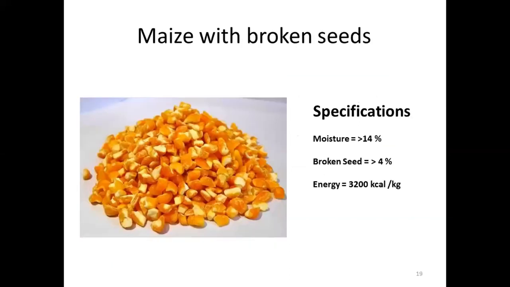Similarly, maize with broken seeds. If there are broken seeds, then there will be higher surface area for mold infection. So if such maize also has more than 14% moisture, and more than 4% broken grains, then such maize will have around 3200 kilocalorie per kg. The effect in such broken maize is that it will be easily affected by molds, but the energy will be slightly lower than the full grain.